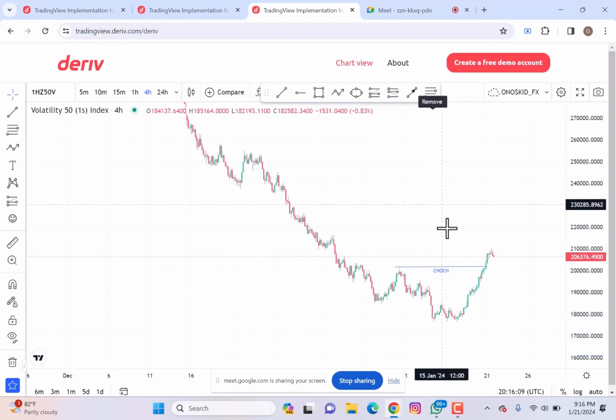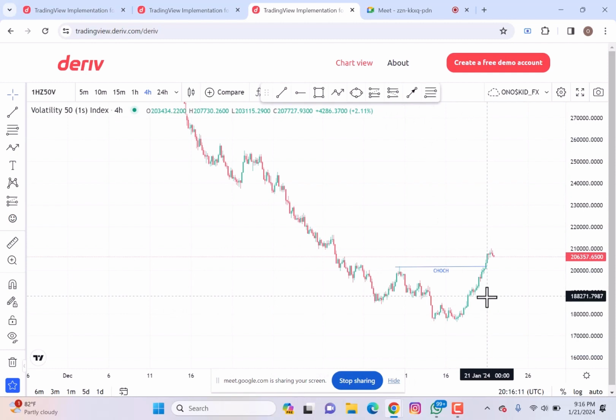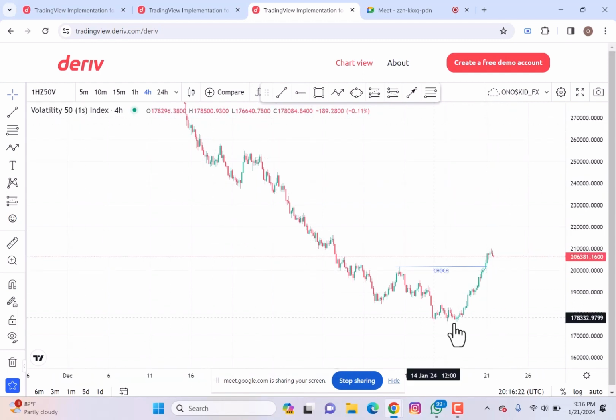So this was the reason why I dropped a signal on the VIP group, for those of you who are there, concerning a buy on this particular index, V51S. Okay, so what do we do at this junction? All you need to do is to identify the recent market range.